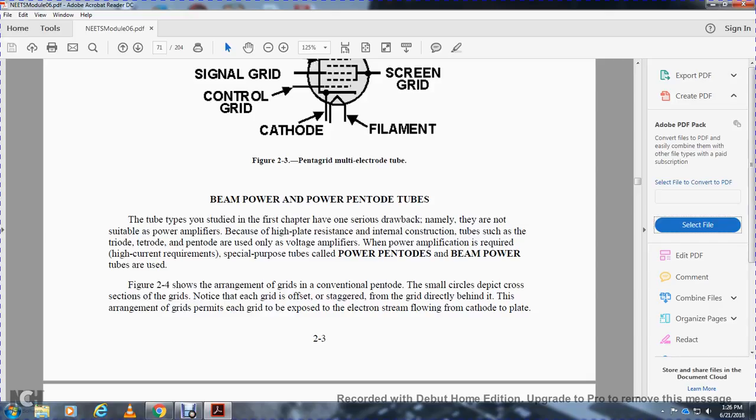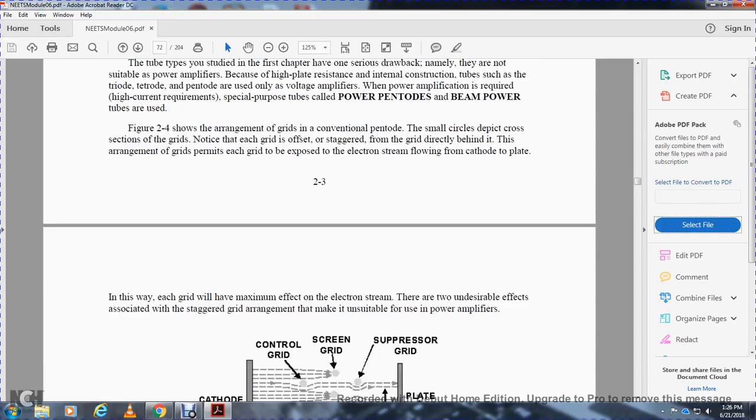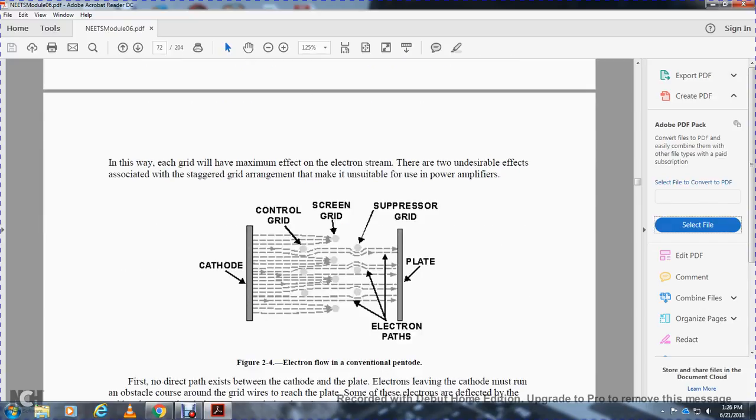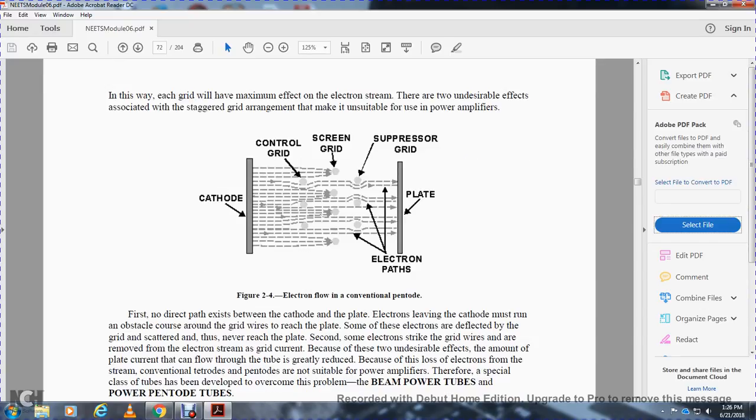A small circuit depicts the cross section with the grids. Note that each grid is offset, staggered with the grid directly behind it. This arrangement of the grids permits each grid to be exposed to the electron stream flowing from the cathode to the plate. In this way, each grid will have the maximum effect on the electron stream. There are two undesirable effects associated with the staggered grid arrangement, making it unsuitable for power amplifiers. Figure 2.4 shows the electron flow of the conventional pentode with the cathode, the control grid, the screen grid, and the suppressor grid, and then the electron path to the plate.